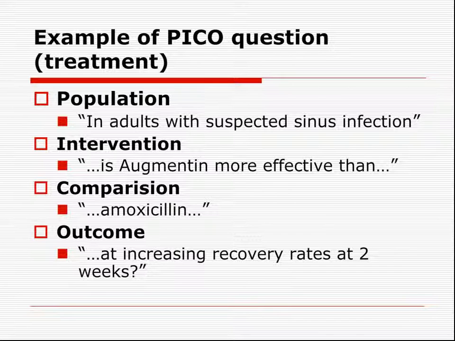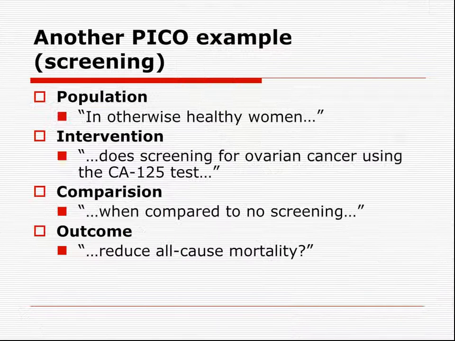Here's an example of a PICO question for treatment. Population in this case is adults with suspected sinus infection. Intervention is Augmentin, a newer, somewhat more powerful antibiotic, but also has more side effects. The comparison is the older antibiotic, amoxicillin, because that's what we would ordinarily use. And the outcome would be recovery rate at 2 weeks. Sinus infections don't kill people, but they do make them miserable, so our goal is to help people feel better faster. That's all captured in this PICO question.